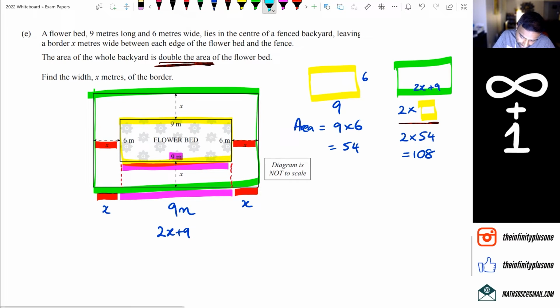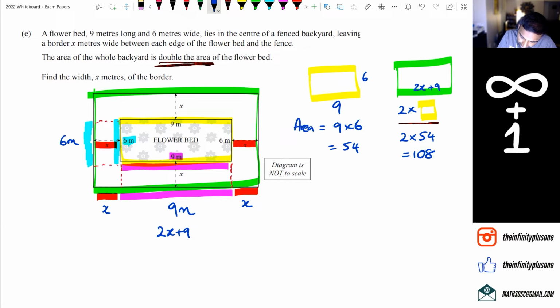So if you look at the height of the rectangle, we know that this part here is worth 6 meters. All right, if this is worth 6 meters, we're going to draw this again. We know that this part here is also worth 6 meters. So we're going to put 6 meters there.